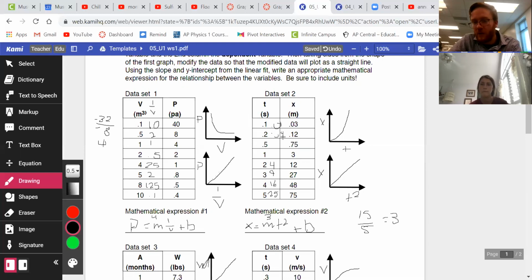I knew that 2 squared is 4, 3 squared is 9. Those are a pretty easy pair. And so I could have also done these right here, 75 minus 48 and 25 minus 16. And it would have given me the same ratio, different numbers, but it still would have given me 3. So it really doesn't matter, but if you're trying to determine the slope, you have to pull from the second set of data, the t squared, or else you're going to be pulling from this curve.